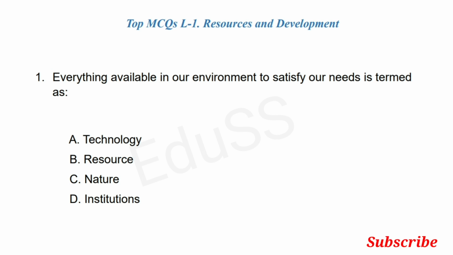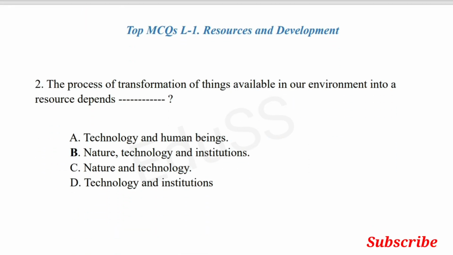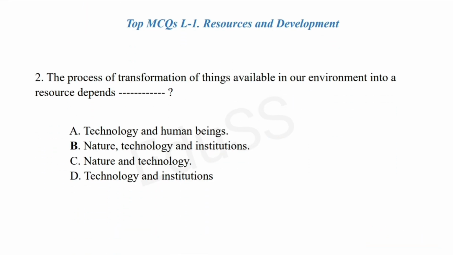Now, let us start. Everything available in our environment to satisfy our needs is termed as, the correct option is resource. Now let's see the next. The process of transformation of things available in our environment into a resource depends on. The factors which make a thing into a resource are nature, technology and institutions. That is the correct option.